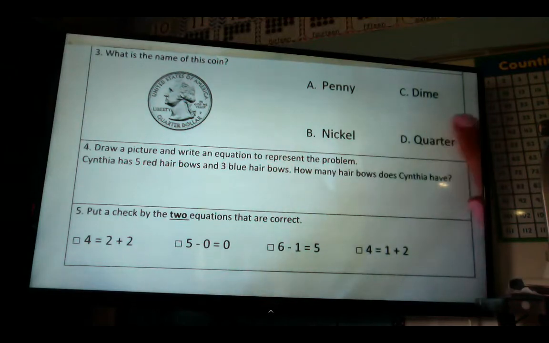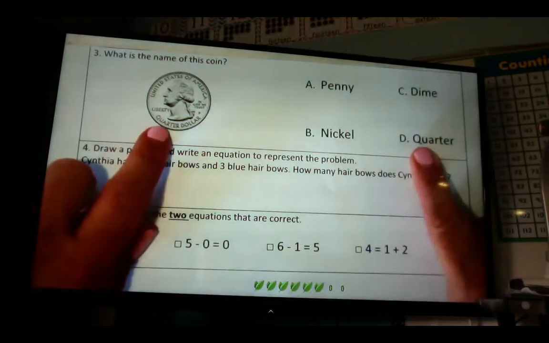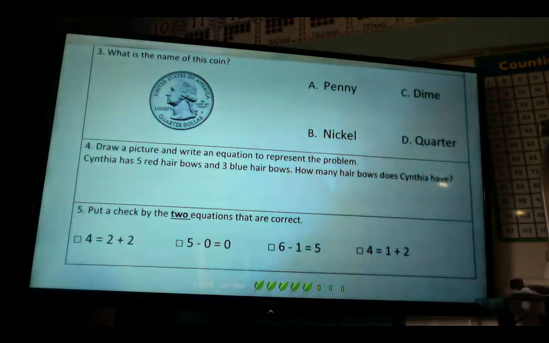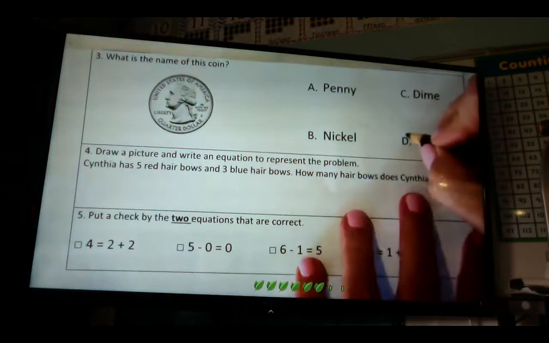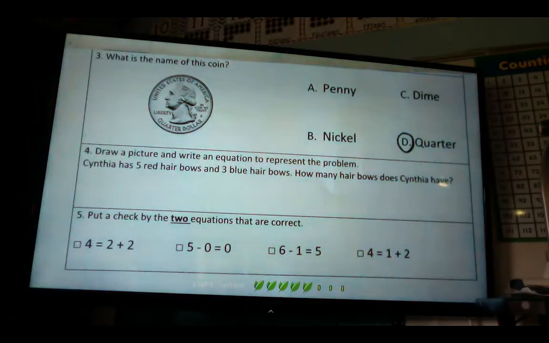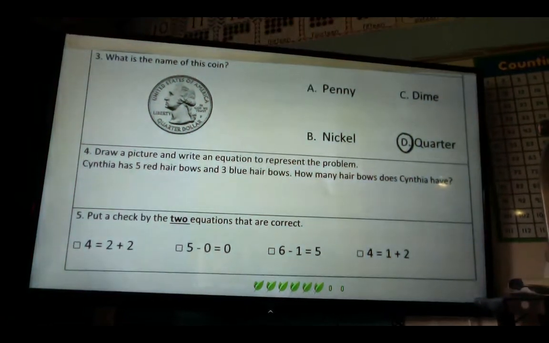Oh, I see a word that matches. This word and this word are the same. This is a quarter. A quarter is worth 25 cents. How much is a quarter worth? Nice job. A quarter is worth 25 cents.